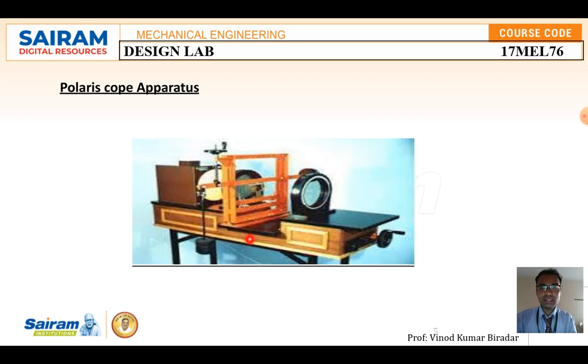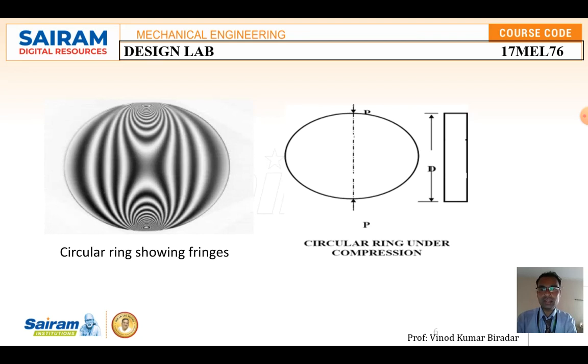Again for the second load, third load, like that you have to remember and do the experiment. Okay, so this is called a circular polariscope photoelastic specimen. Like that you are going to observe the number of fringes in the circular polariscope like this.